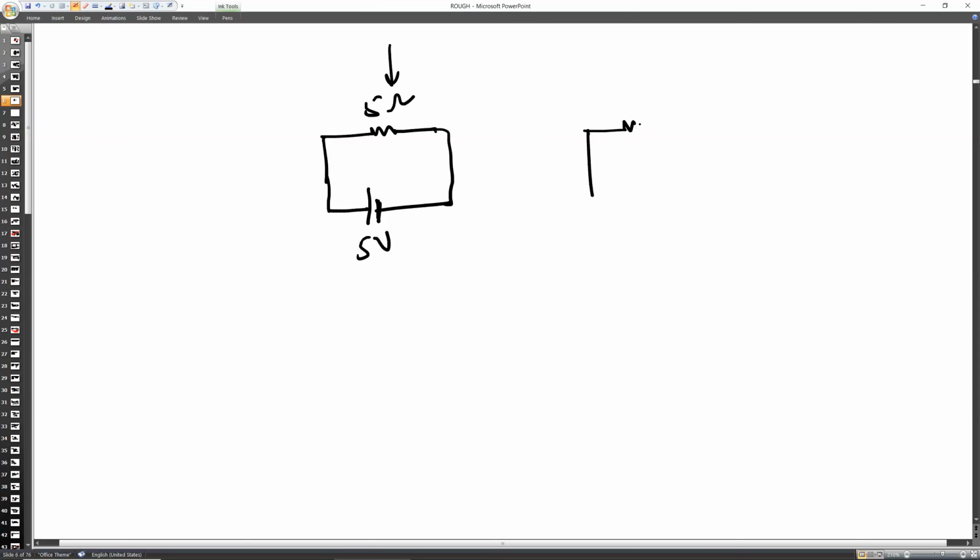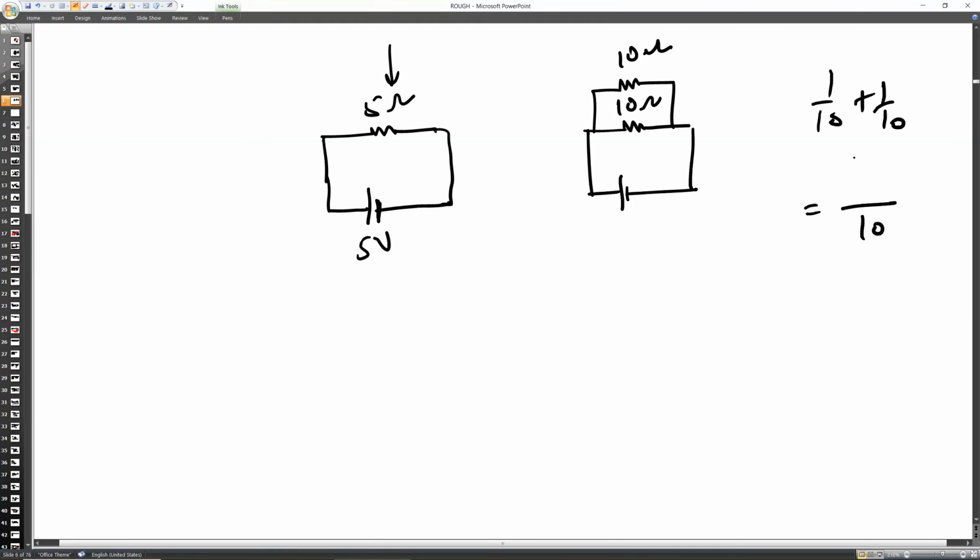If I ask you about two 10 ohm resistors connected in parallel, it is still 5 ohm. Don't think of them as two 10 ohm resistors. They are still 5 ohm, because you know that 1 by 10 plus 1 by 10 gives 2 by 10. Take the reciprocal of this, you get 1 by 5, reciprocal again, you get 5 ohm.